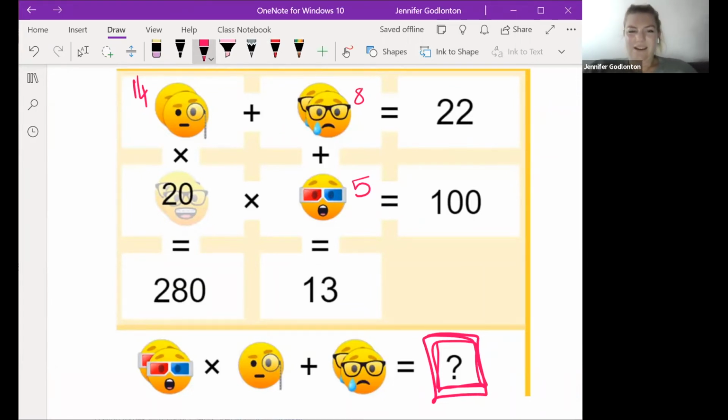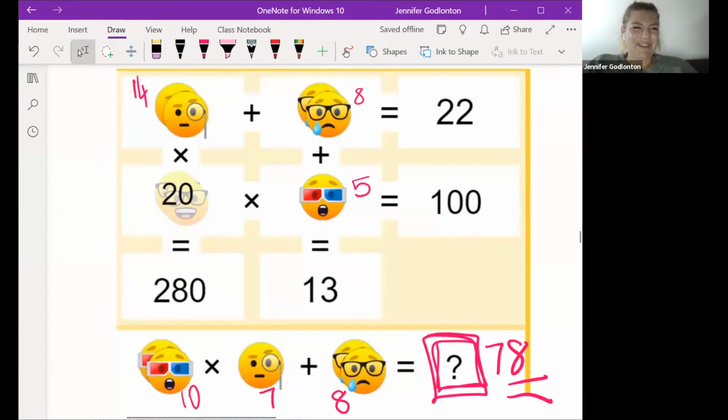Good. Now what happens at the bottom? For the sum, for the two movie glasses, I think it's going to be 10 because it's two of the same thing. Excellent. Then the next one will be 7 since it's only 1. Good. And then the following would be 8, which is then 78. Perfect. Nice job. Well done. Very, very well done. Good work.